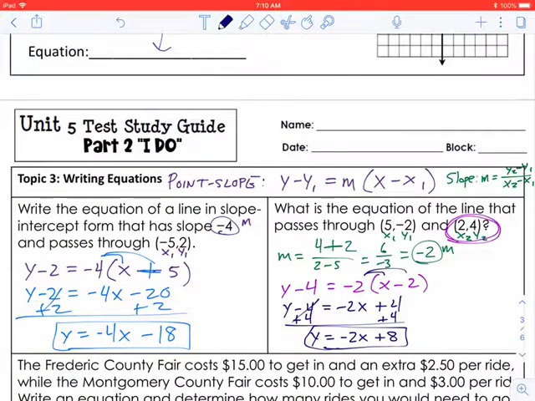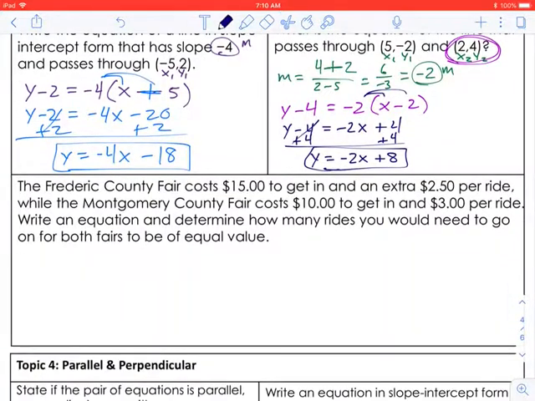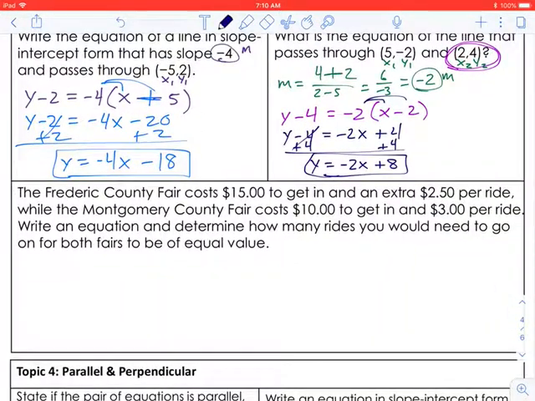Okay. So our last one here is a little story problem. So we've got 2 county fairs with 2 prices. So we've got Frederick County Fair costs $15 and an extra $2.50 per ride. So like we said before, $2.50 per ride means that x is going to go with this one. And then the Montgomery County Fair, $10 and then $3 per ride, which means the x is going to go there.